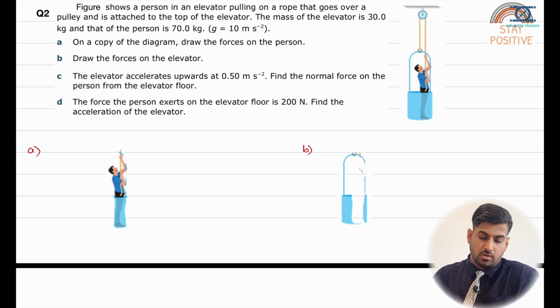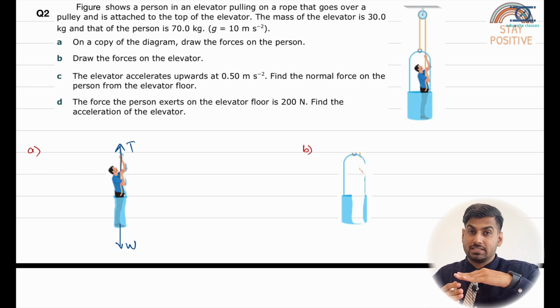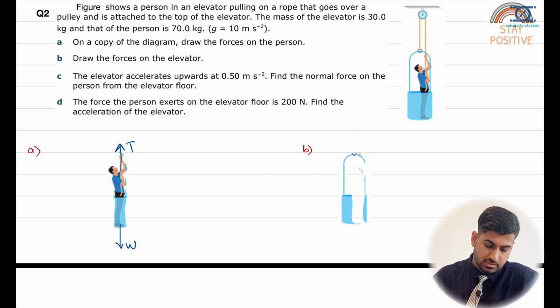Okay, so draw the forces on the person. If I have to consider the person, the weight is acting in the downward direction, right? It is holding the rope, so there will be a tension in the upward direction, and as it is standing on the elevator and in contact with the surface, there will be a normal reaction force, which I can call R, like this. So this is the point of contact. So these are the forces. You can draw tension upward, or R plus T also you can show.